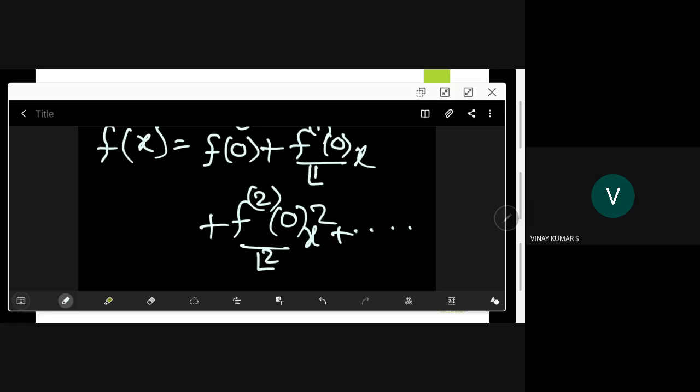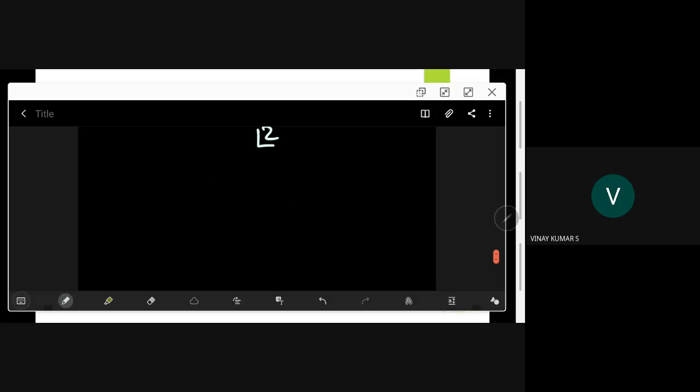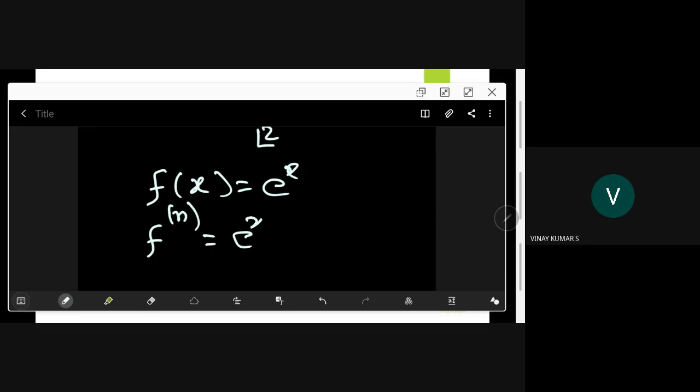This plays a crucial role in numerical methods. See here, for example, if we take f of x as e power x, then what is any order derivative? You take any order derivative, it is always e power x. What is the meaning of that? If you differentiate successively, this is called successive differentiation. f1 of x is e power x, f2 of x is e power x, etc.